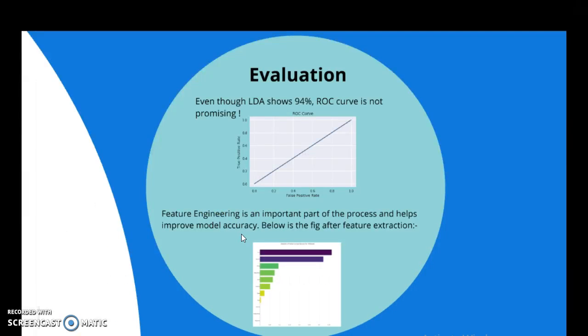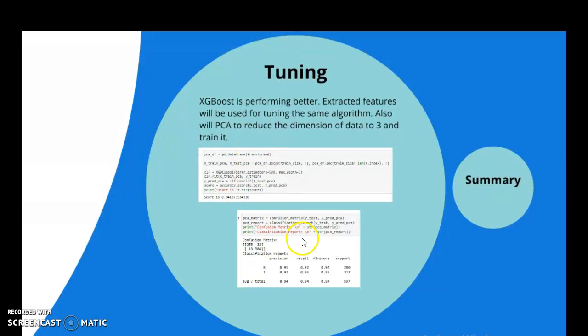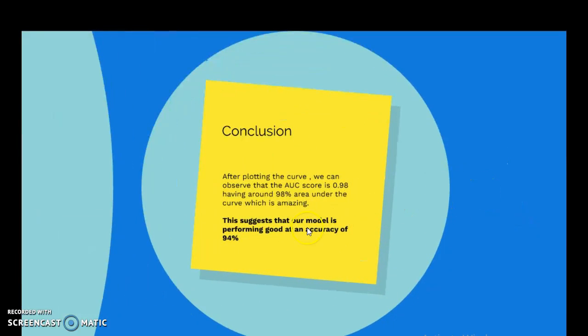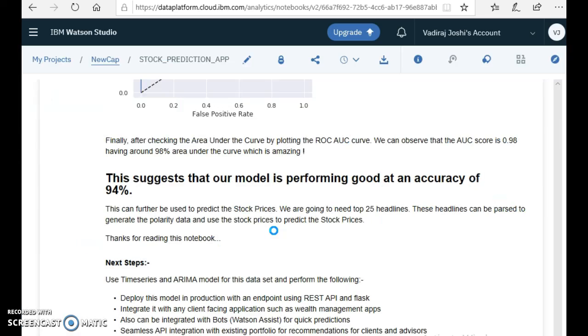So quickly turning to my slides, the tuning part. As a part of the summary, the conclusion suggests that our model is performing well at an accuracy of 94%. So that's the conclusion of my presentation slide. Now switching to my notebook again. So what are my next steps?